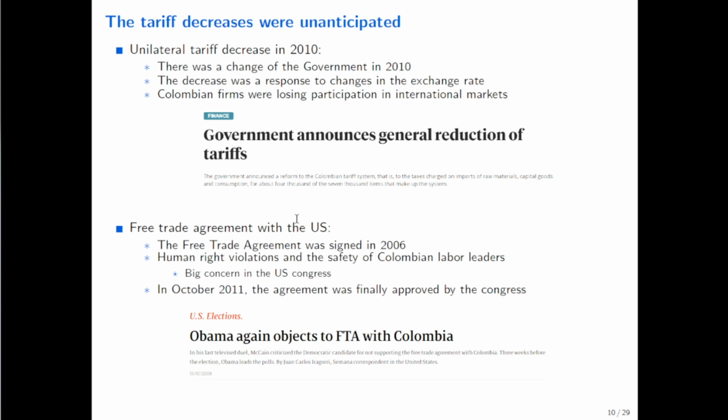The free trade agreement was signed between the two countries in 2006, but at that moment, Colombia was a very violent country, and there were many concerns about human rights violations and the safety of Colombian labor leaders. So the Democratic Party here in the US didn't want to sign the agreement until Colombia basically solved the issue. But in October 2011, the Republican Party made a big push in the Congress. So the agreement was finally approved, and they made this big push because most of the governments in Latin America around Colombia were from the left, not from the right. And then for them it was important to have an ally in the region.